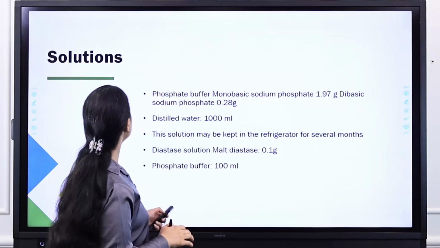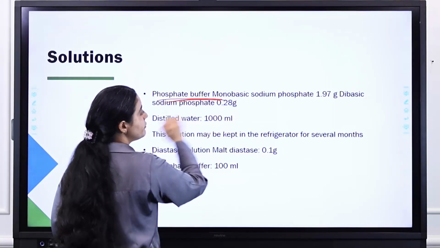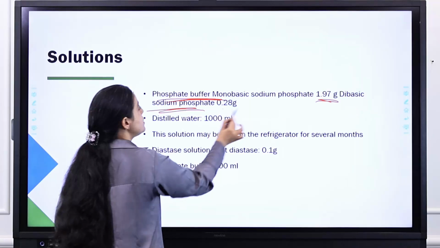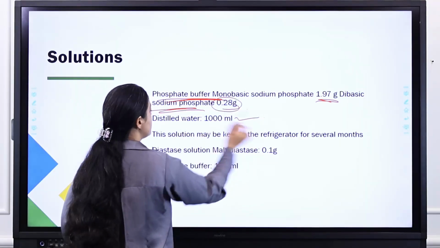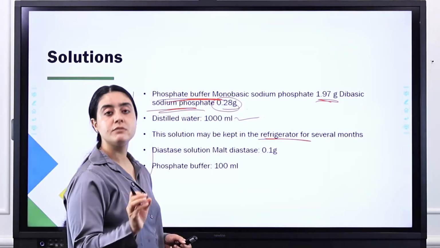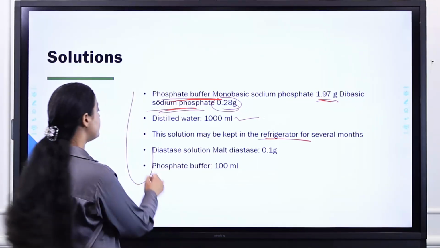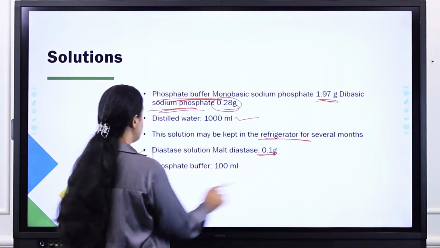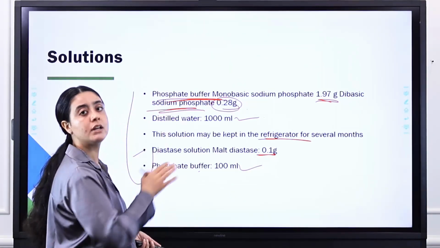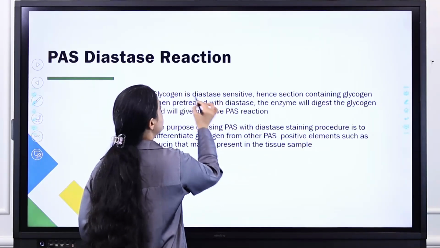What does the solution contain? It contains phosphate buffer with 1.97 gram of dibasic sodium phosphate, 0.28 gram, and distilled water 1000 ml, and this solution may be kept in the refrigerator for several months. Once we have prepared this solution, we can store it for several months in the refrigerator. Then we have diastase solution, 0.1 grams, and phosphate buffer again 100 ml. So you have to know every reagent. What is the method? Take two serial sections.